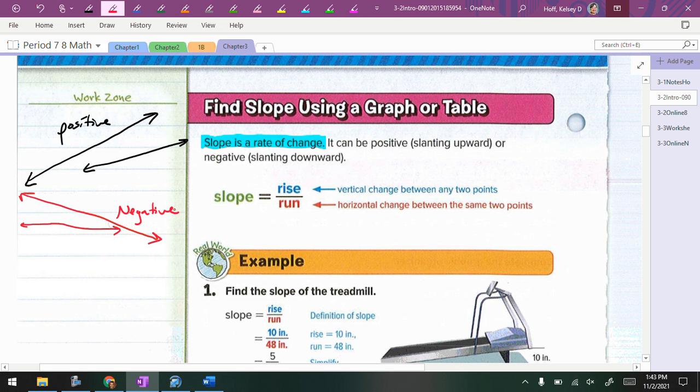So one thing I always encourage people to do is before you have to find a slope, if you actually have a graph of something, look at it and go, is it going up or is it going down? So that you know, should I get a positive answer or a negative answer?